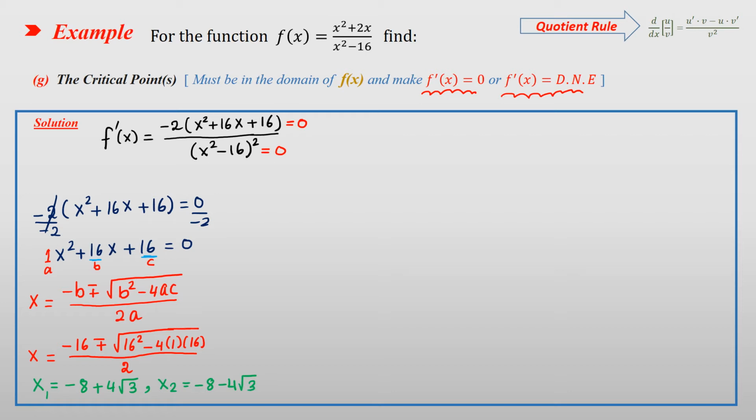And by using a calculator you can also find the roots of this quadratic function by using mode 5 3. So by calculator, x1 is approximately negative 1.07, and x2 is approximately negative 14.93. So this is the numerator.